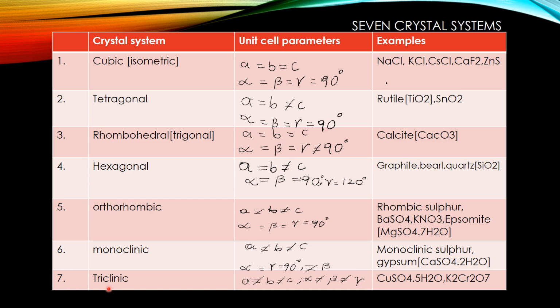Next and final crystal system is triclinic. All the edges are not equal, a not equal to b not equal to c, and the angles are also not equal, alpha not equal to beta not equal to gamma. Examples for this triclinic system: copper sulfate 5H2O, CuSO4·5H2O, copper sulfate pentahydrate, and K2Cr2O7 potassium dichromate.